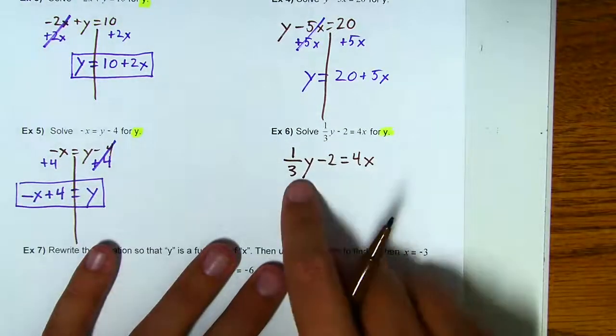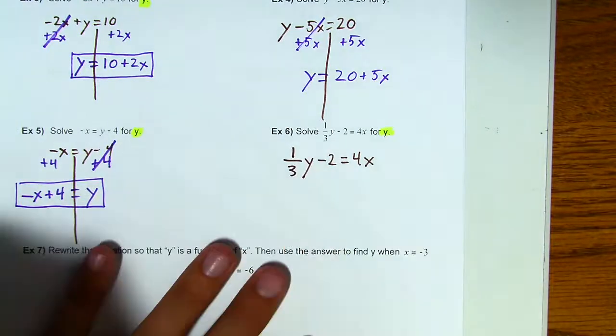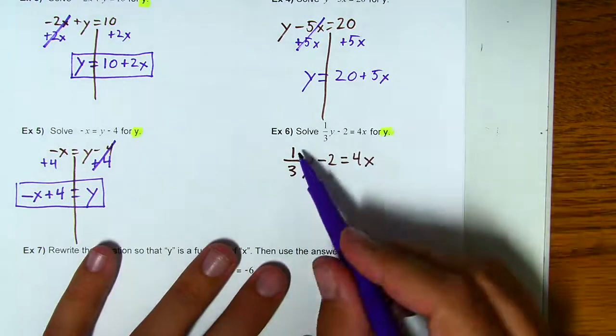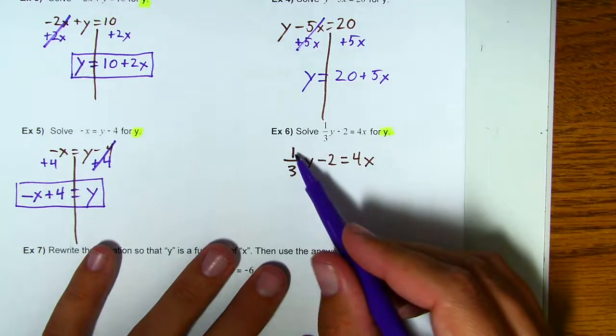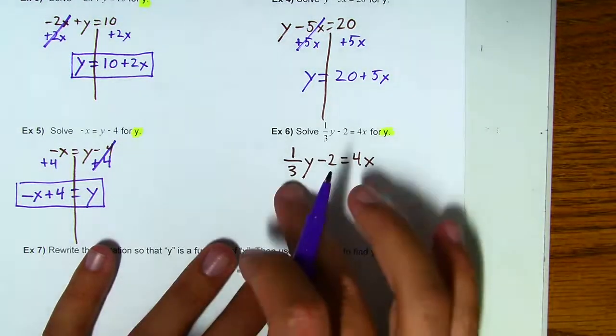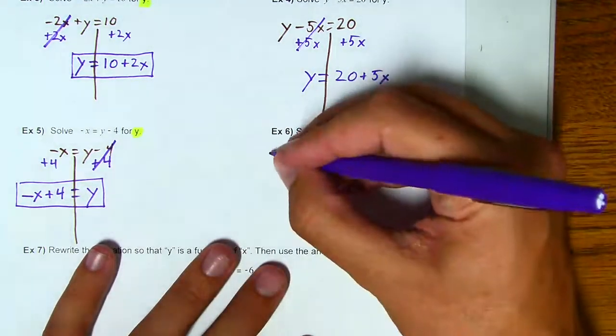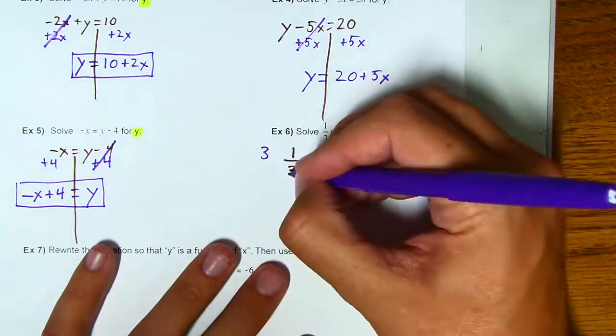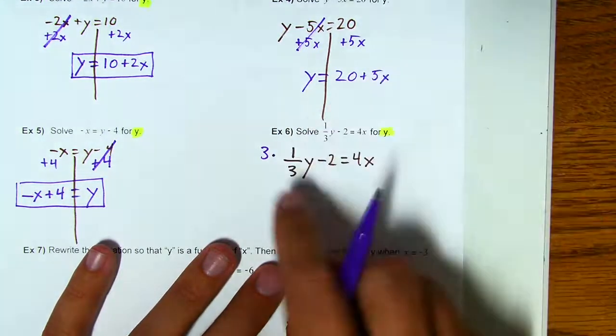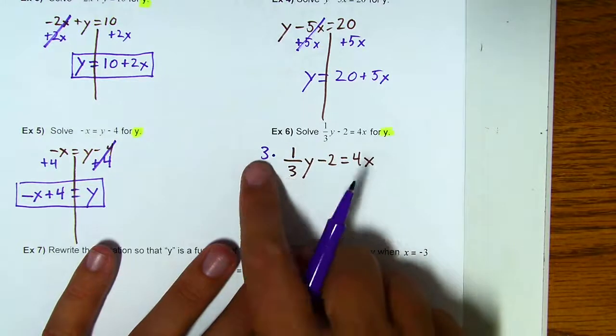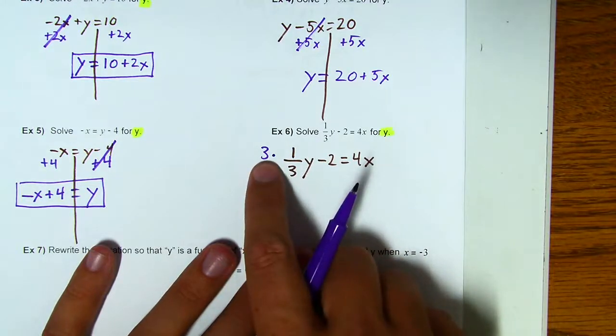Y is not alone. First thing I want to do, if I want to get rid of a fraction, I'm going to do the opposite of a fraction. So fraction is 1 divided by 3. If I want to get rid of a fraction, I'm going to multiply by the bottom number. I'm going to times this whole thing by 3.